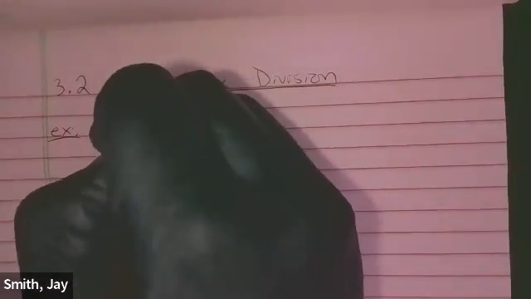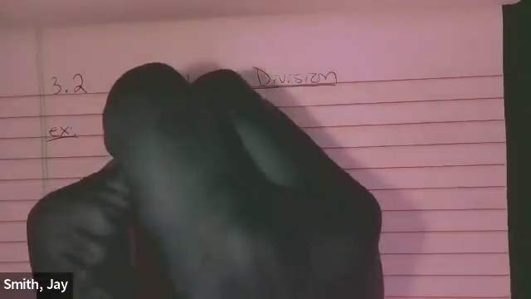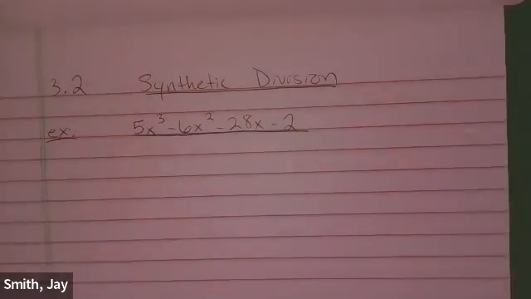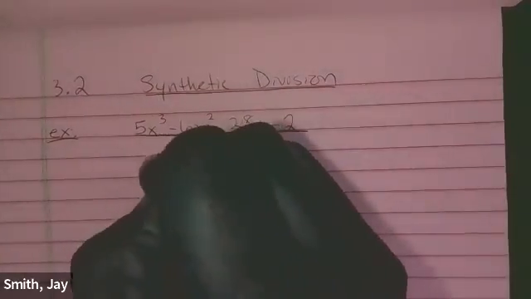So our first example, we're given 5x cubed minus 6x squared minus 28x minus 2. And this is being divided by the binomial x plus 2.